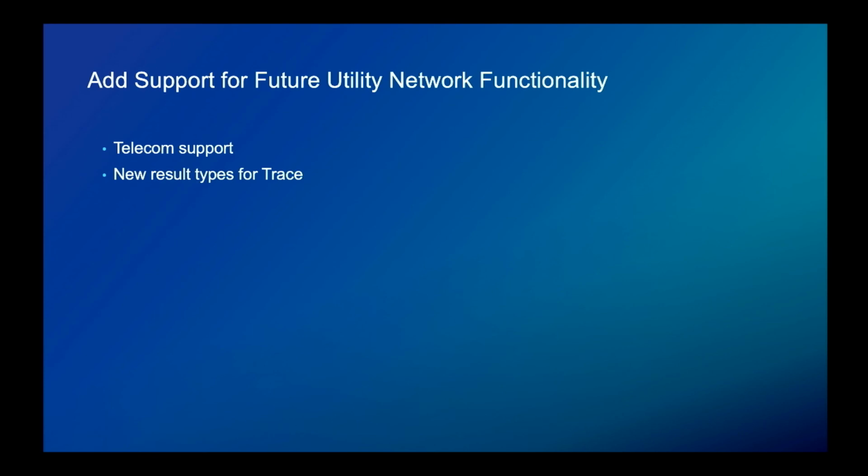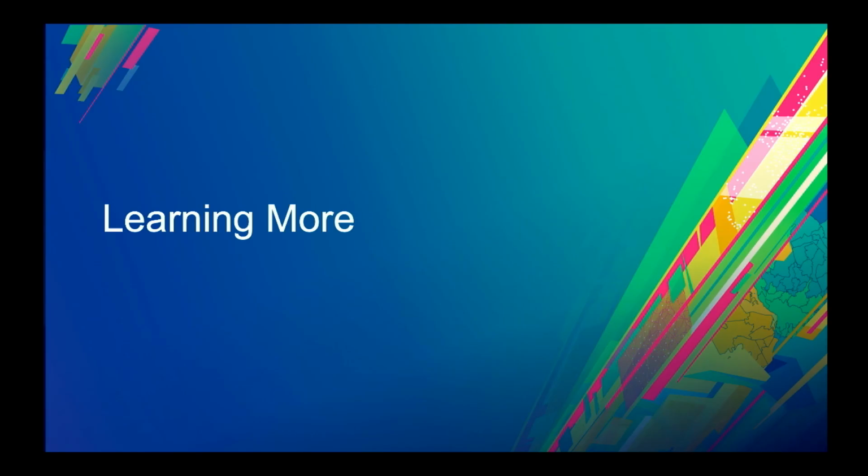So we know the big thing that we're working on this year is support for telecom, in particular making changes to the internal model to allow non-spatial edges and junctions. So we'll add access to that via the SDK as well. And we're also looking at adding new result types to trace, and those will be added to the SDK again as we can. All right, so I think we are almost out of time.